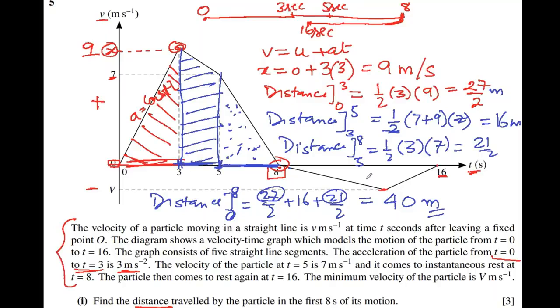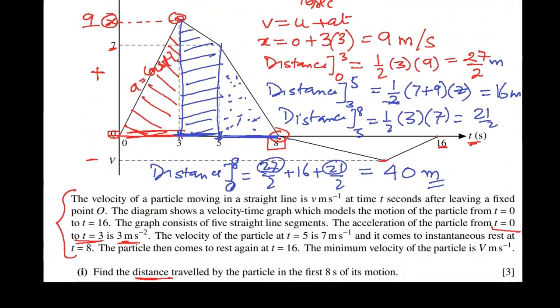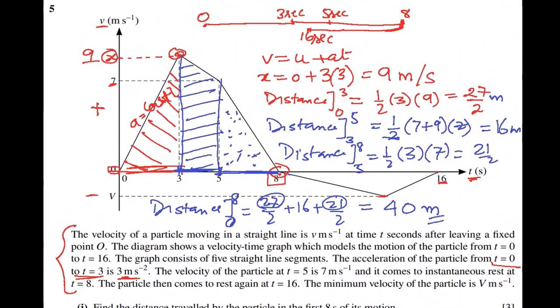All right, shall we go to the second part? Given that when the particle comes to rest at t equal to 16, displacement from O is 32. So that means after 16 seconds, when it comes to rest, this distance is 32 meters. What it means is that this distance is 8 meters, right? 32 plus 8 will be 40, because from 0 to 8 we found 40.